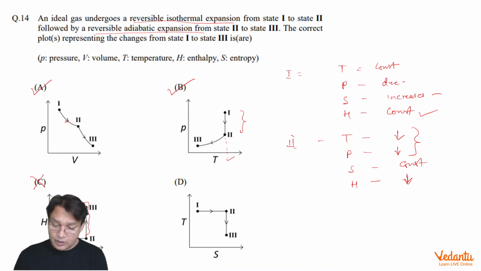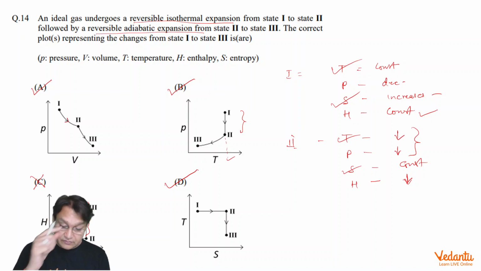And similarly for the D option, we can see from 1 to 2 the temperature is constant and entropy is increasing. That is the criteria. And from 2 to 3, entropy is constant and temperature is decreasing. So that's also true. So the D option is also a perfect option. So the correct answers are A, B and D, and we'll go with these answers.